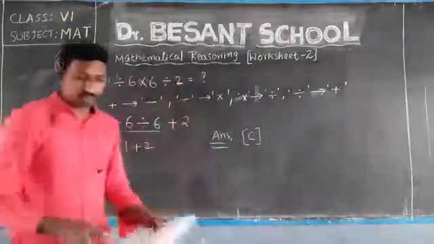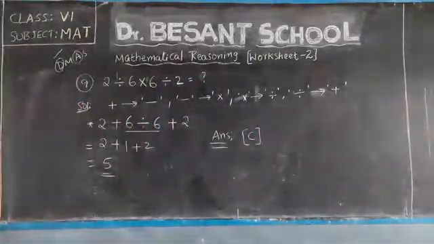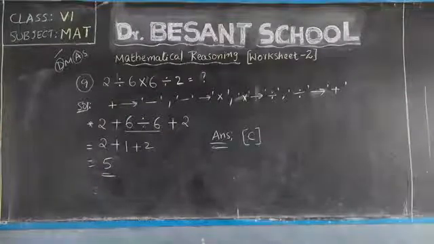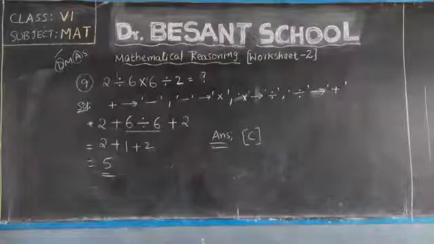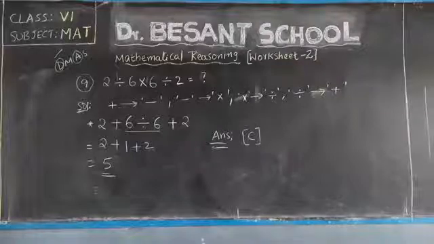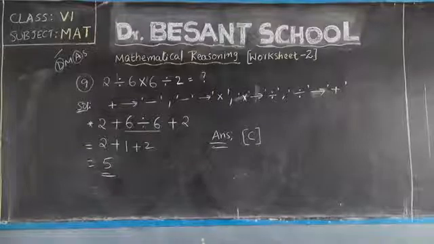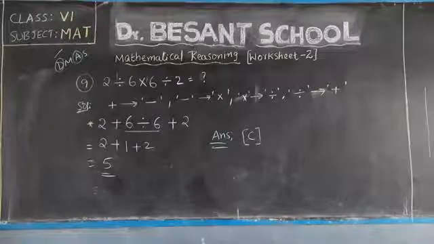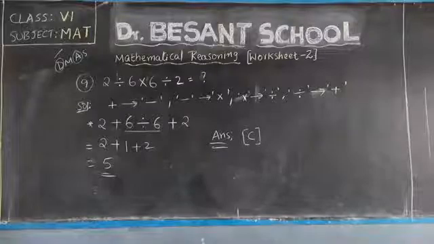Okay, my dear students. So based on the symbols given, we have changed the symbols for the operations so that we can do it. Let's check it out. What is given? 2 divided by 6 into 6, again divided by 2. So here given, plus is to be used as minus, minus is to be used as into, into is to be used as divided by, and divided by is to be used as plus. So based on the question given, 2 divided by 6 into 6 divided by 2.